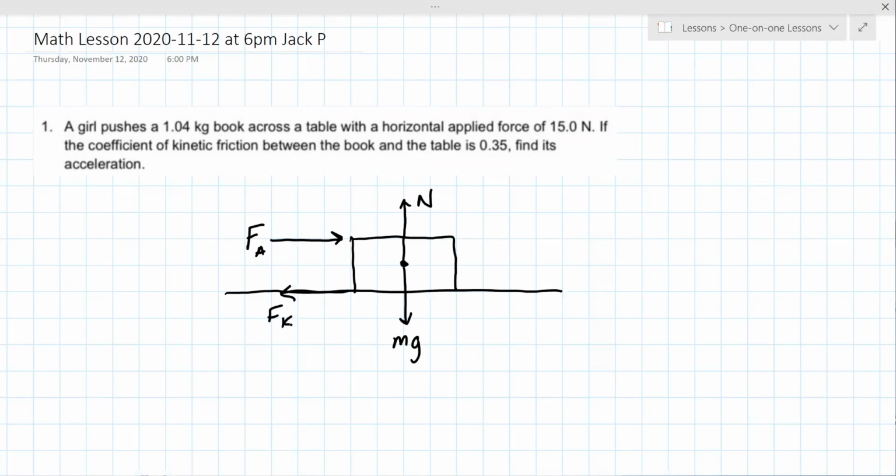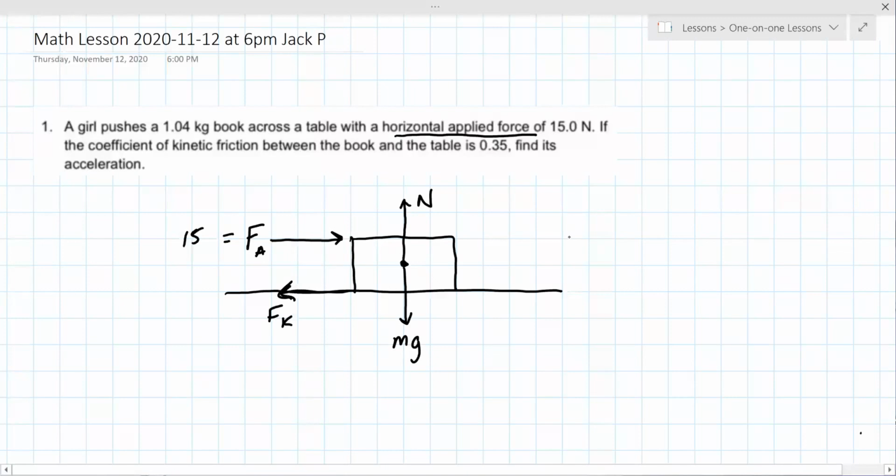Is this something you've seen before? Is there anything here that is not familiar? You get the force on the right, which force is that? The one going forward that she's pushing? That's the horizontal applied force of 15 newtons. We got the normal force going up, and then we got the gravity pushing it down. Then we got friction going to the left. So this all makes sense so far.